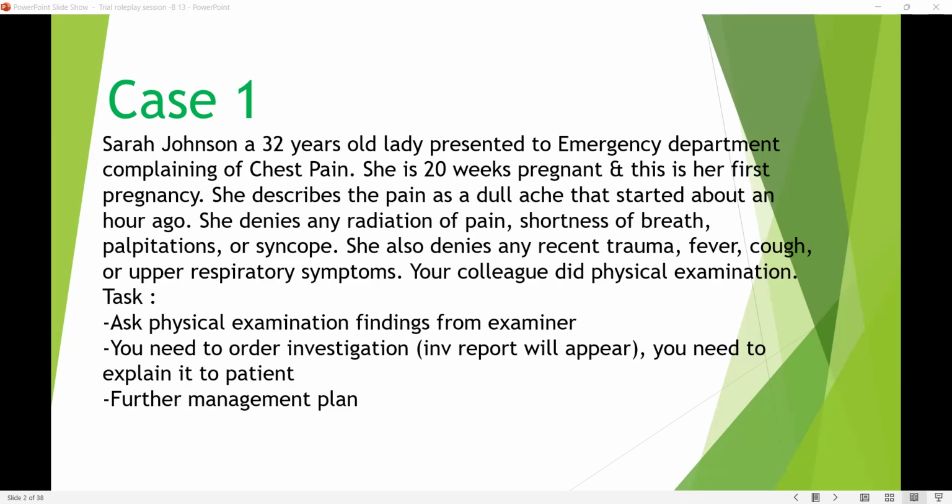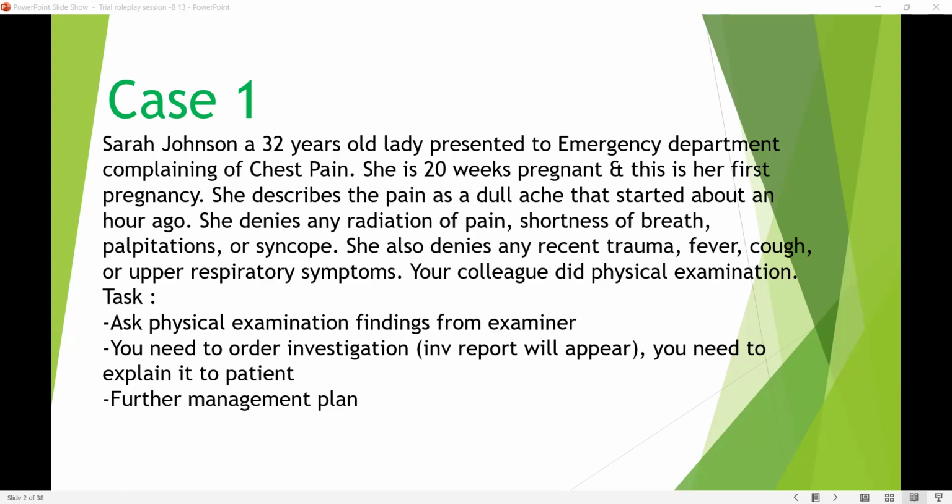Okay, no lower limb edema, calf pain, tenderness, swelling, or redness. No peripheral edema. Okay, thank you.